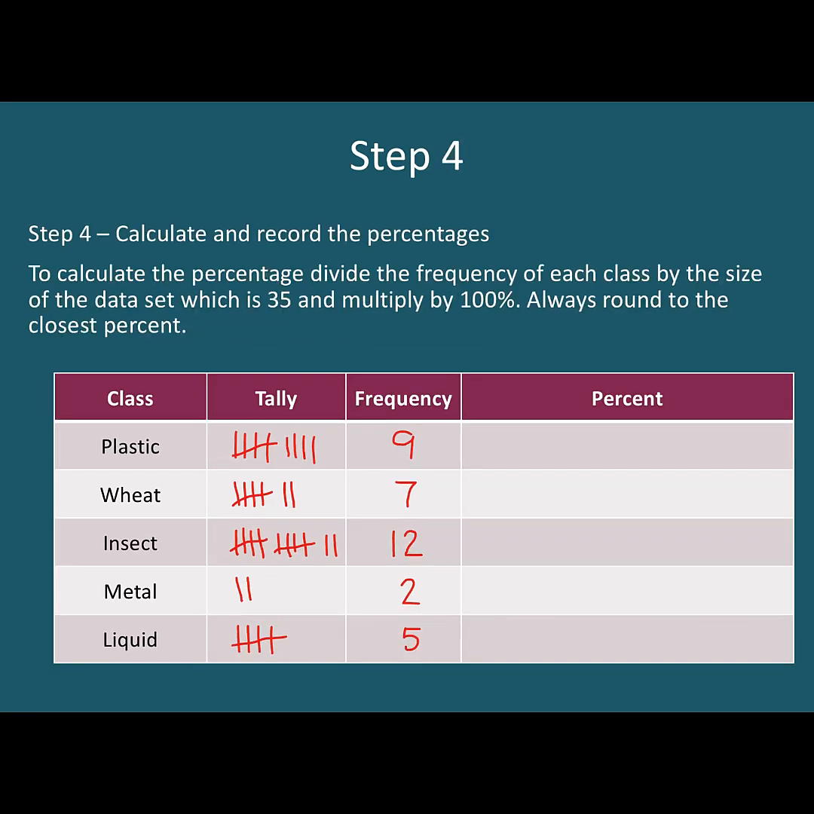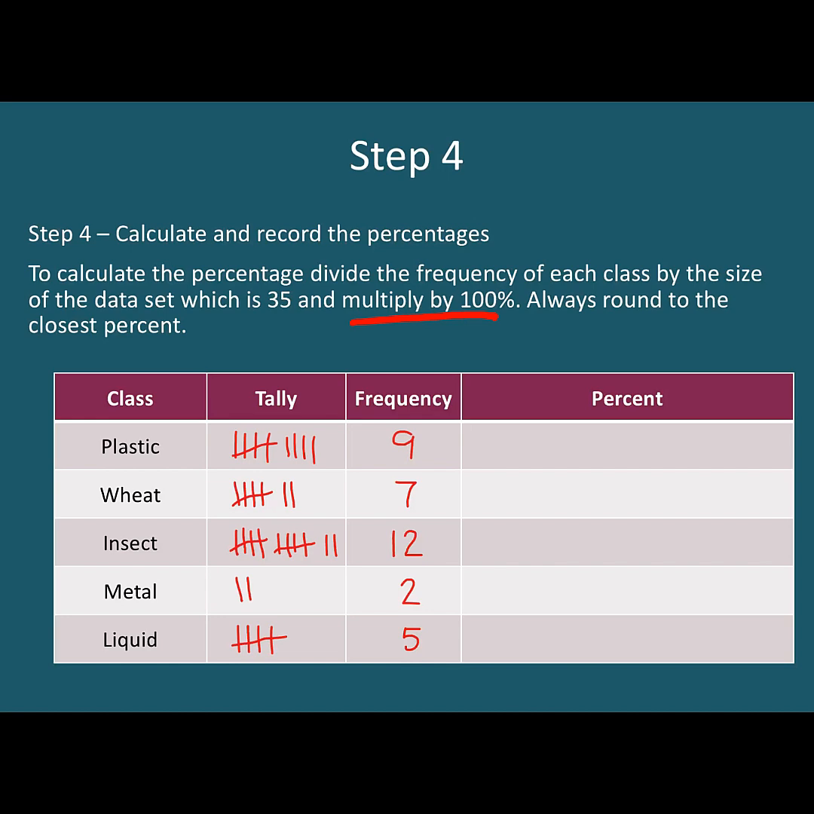Last but not least, we now calculate percent. Now there were a total of 35 items in the table. And so what we will do for each percent is take the frequency divided by the total number, then multiply by 100%. Keep in mind that you can also write these frequencies as a decimal as opposed to a percent, depending on the problem.